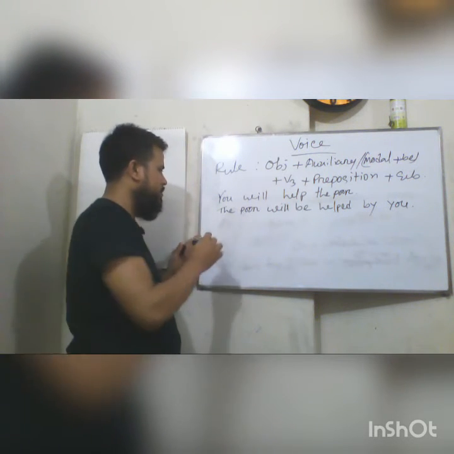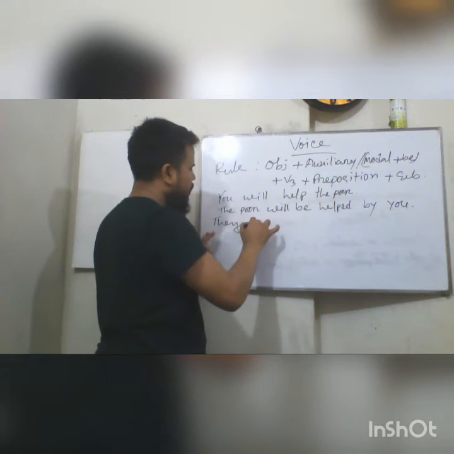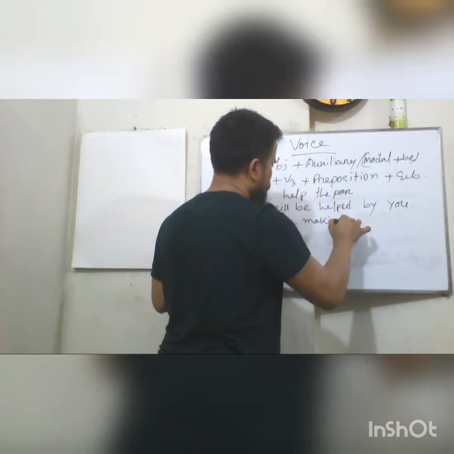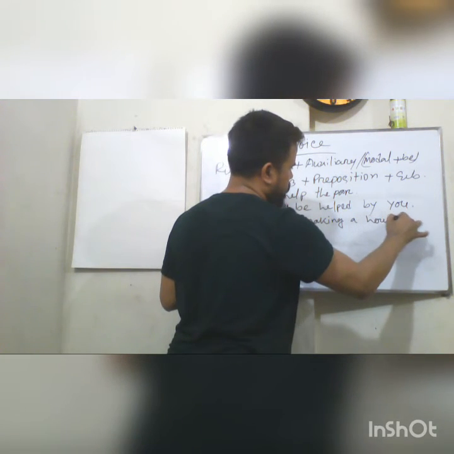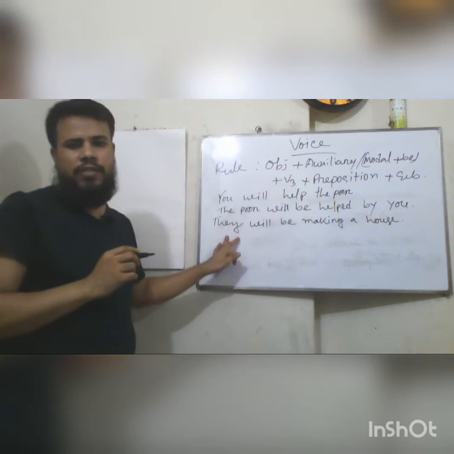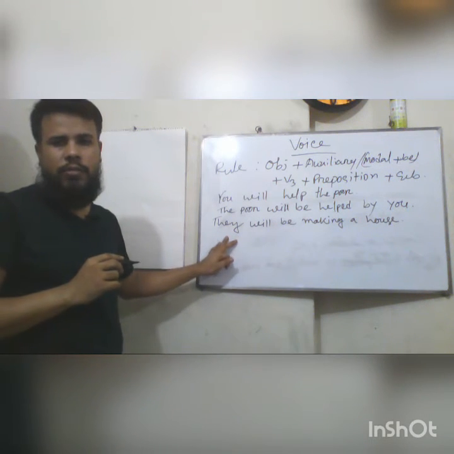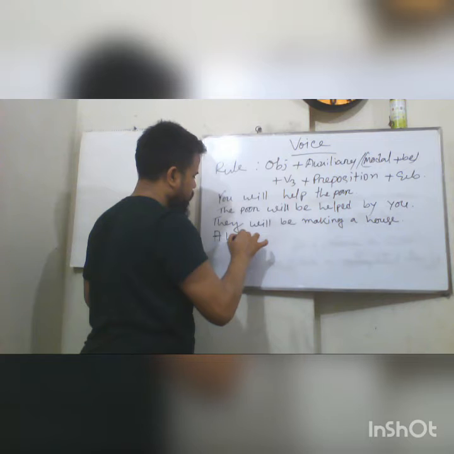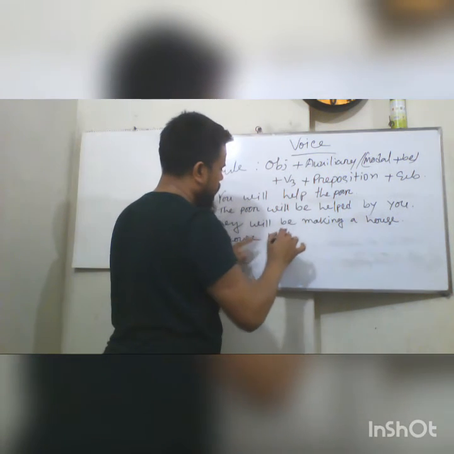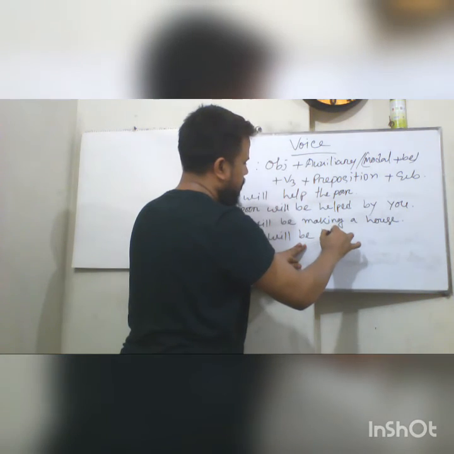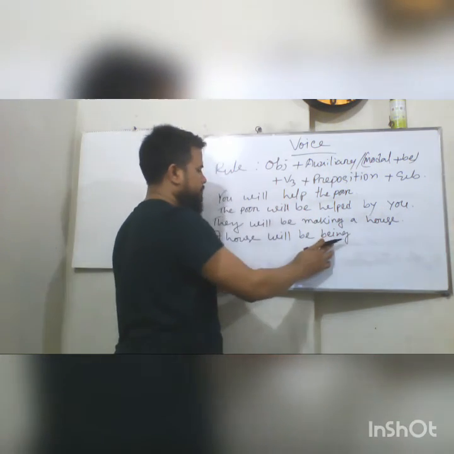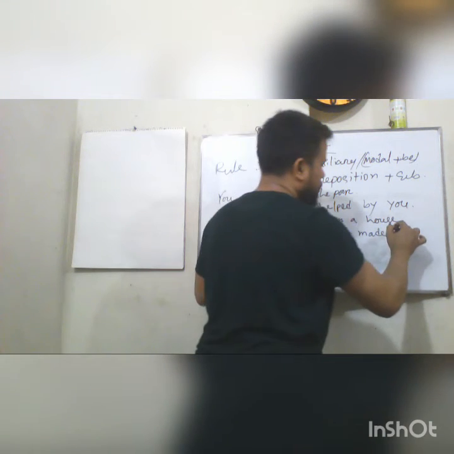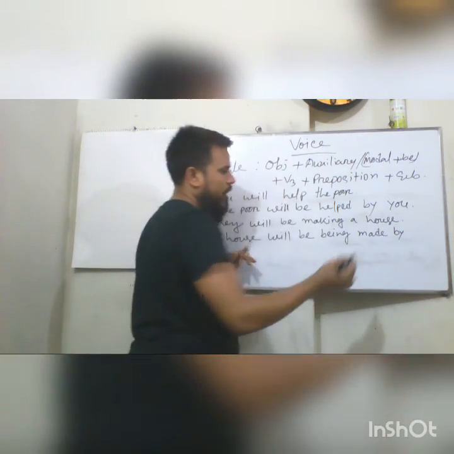Then future continuous tense. They will be making a house. It's a future continuous tense example. Now I will change the sentence. A house will, modal, and then be, finally being for continuous form, and then verb 3, made, and then the preposition by, they to them.